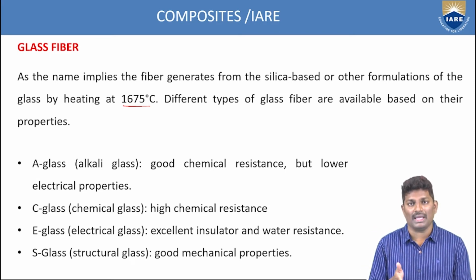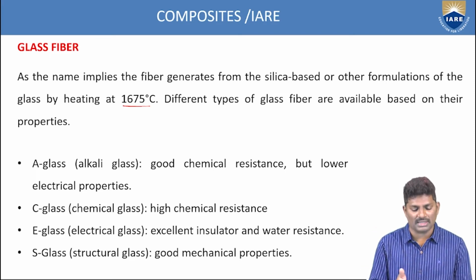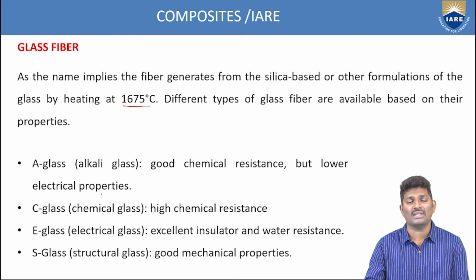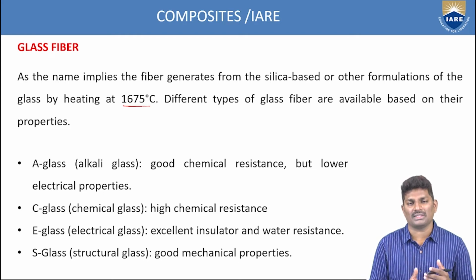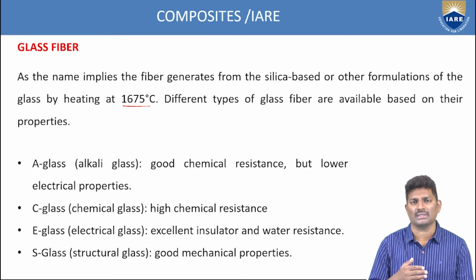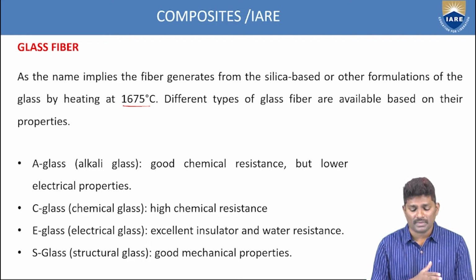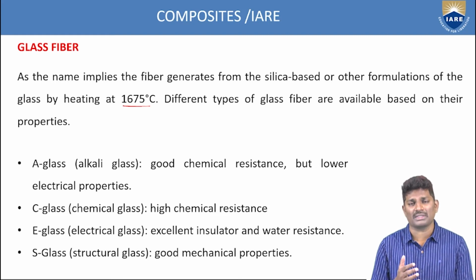The first one is the A glass. A glass is nothing but alkali glass. Here you have good chemical resistance but low electrical properties. Since it has good chemical resistance, if this type of glass is exposed to any chemical reactions, it can resist them. But when you compare the electrical properties, it has a very low thermal resistance value. That is one of the drawbacks of the A type of glass fiber reinforced material.